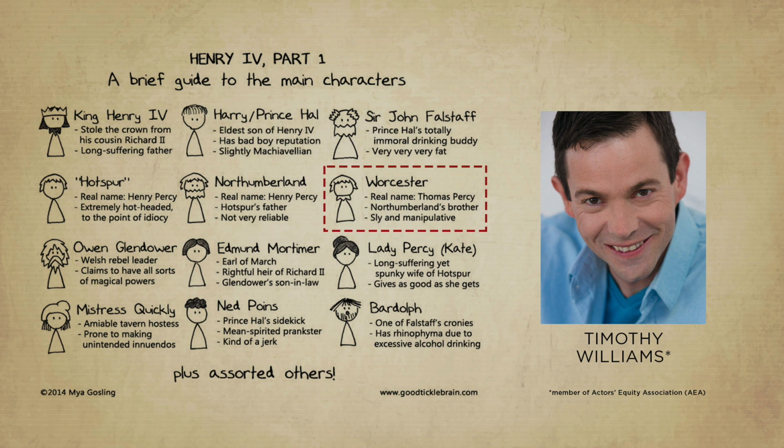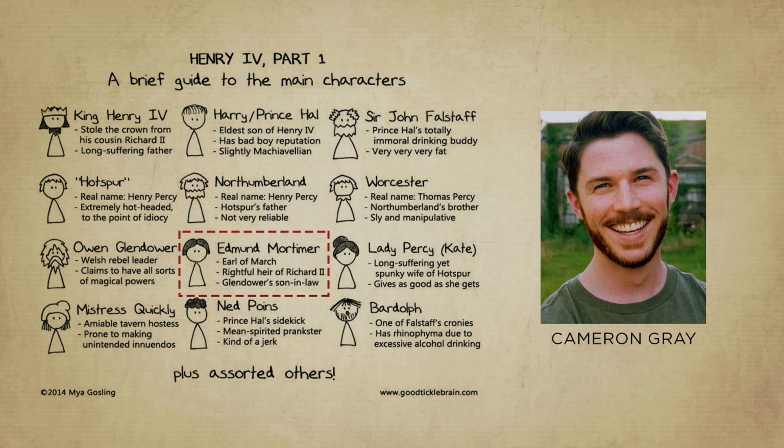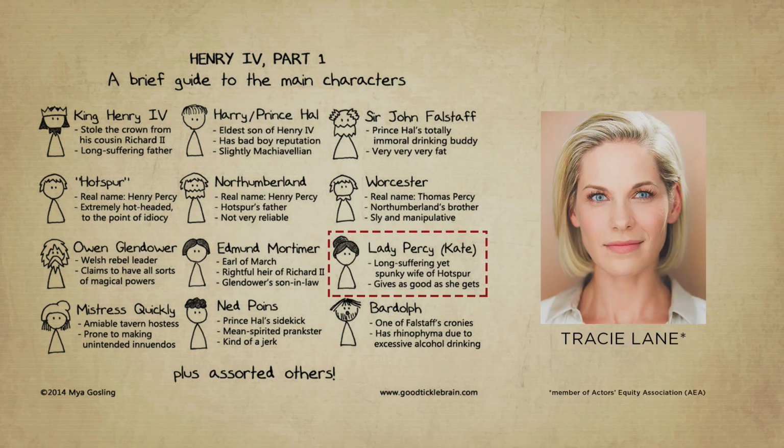Worcester, his real name is Thomas Percy. He's Northumberland's brother, Hotspur's uncle. He's a shrewd, sly manipulator that Henry banishes from the court, and he instigates the rebellion of Glendower and the Douglas. Owen Glendower is the Welsh rebel leader. Edmund Mortimer is the real heir to the throne, son of Lionel, Duke of Clarence. Lady Percy is the wife of Hotspur. She's very spunky and a good match for him.